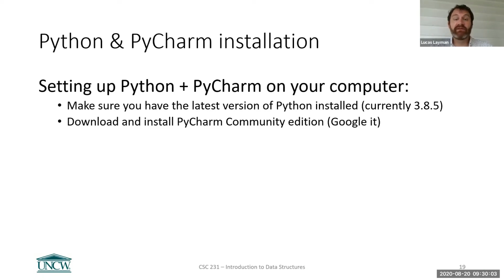First, make sure you have the latest version of Python installed, which is 3.8.5. Go to python.org, install the latest version. I don't want 3.7.2, I don't want 3.8.1, I want 3.8.5. So make sure you go get that. And then download and install PyCharm Community Edition, okay? It'll take a little while to get. It is free. You may have to register an account, but it is free to get the Community Edition. You don't need the professional edition of PyCharm, okay?